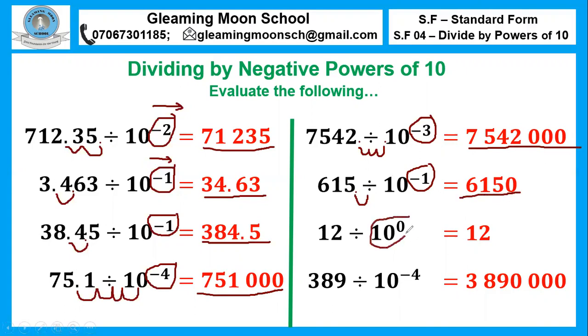Now, again, like we did in the last one, 10 raised to the power of 0 is equal to 1. So basically what you are doing is 12 divided by 1, which is the same as 12. And in this case, your negative power is 4. So that means you're going to add 4 zeros, and that gives you 3,890,000.